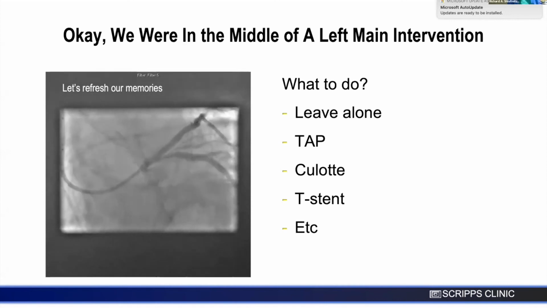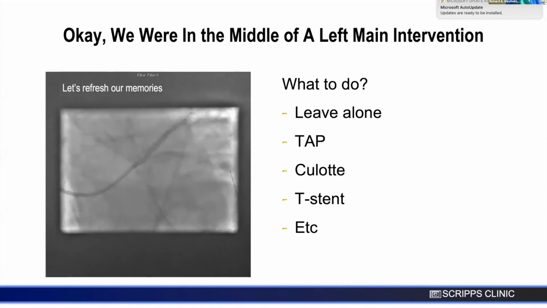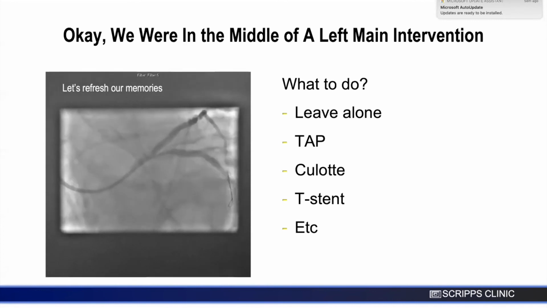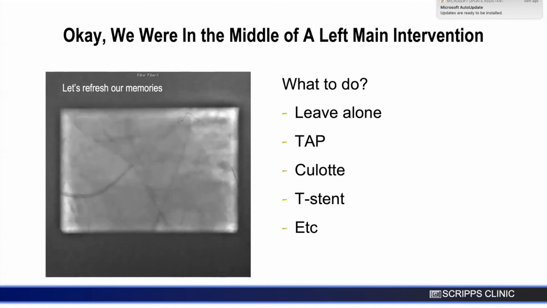Well, the proximal circ looks like it needs to be treated, no? Yep. So should I do another TAP? Should I do a culotte? Should I do a T-stent? I can do an internal crush, I guess. All sorts of things I can do. You know, it's not the largest vessel for space in terms of doing a culotte or reverse DK crush.